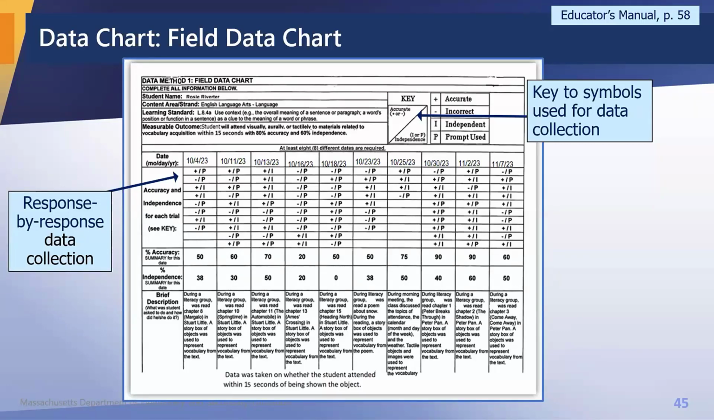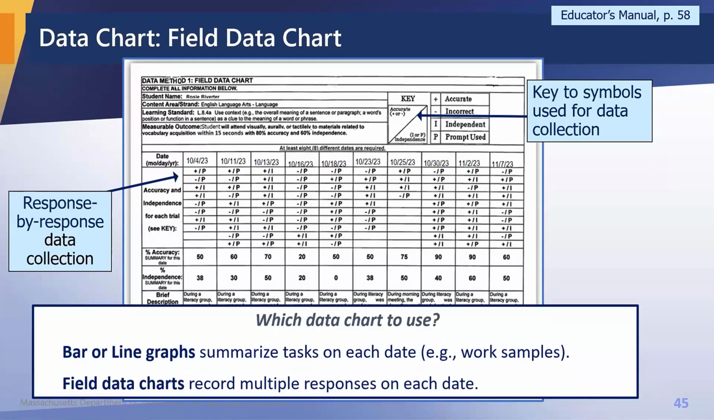And this one is different because it takes the response by response data collection. You see that? And so each of those trials, you are able to say whether the student was accurate or independent or prompted. So that's a response by response data collection, a little bit different. And the way the program works, and Kevin will show us in a bit, is that it will calculate that for you, so you don't have to worry about figuring it out. And then, of course, you still have your brief descriptions and your dates on there.